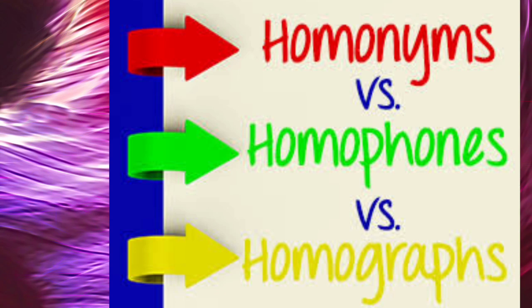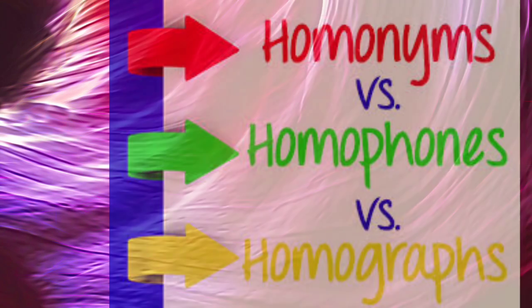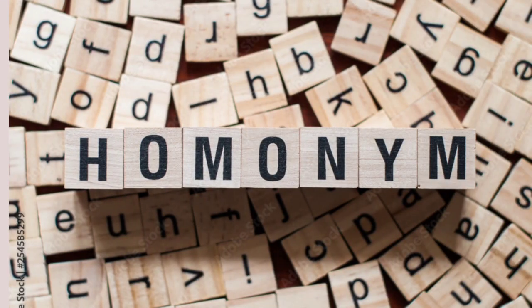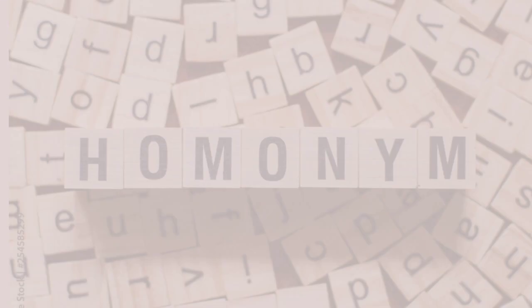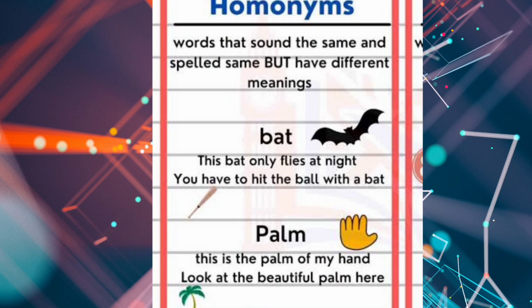Now we'll be looking at the difference between homophones, homonyms, and homographs. They all belong to the same word family and are quite confusing for many speakers and also learners of the English language. Homonyms are words that sound the same, are also spelt the same, but have different meanings. Example, the word bat, B-A-T. It sounds the same and is spelled the same, but it has different meanings.